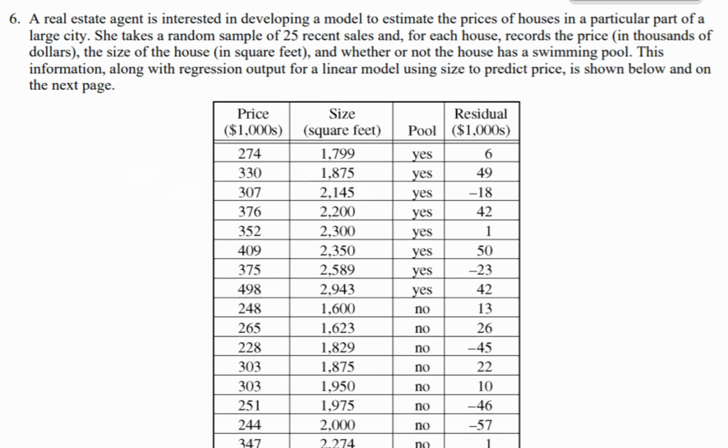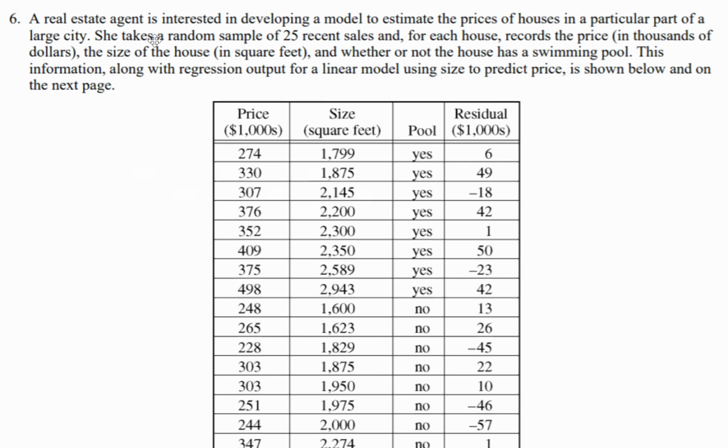Today we're looking at the 2010 Form B AP Statistics exam, and this is problem 6, which should always be the longest of the 6 problems in the free response section. So if we take a look at this question, it's about a real estate agent who's developing a model to estimate prices of houses in a particular city.